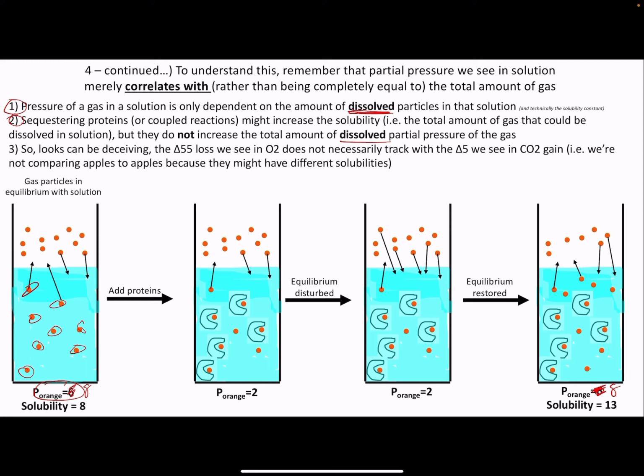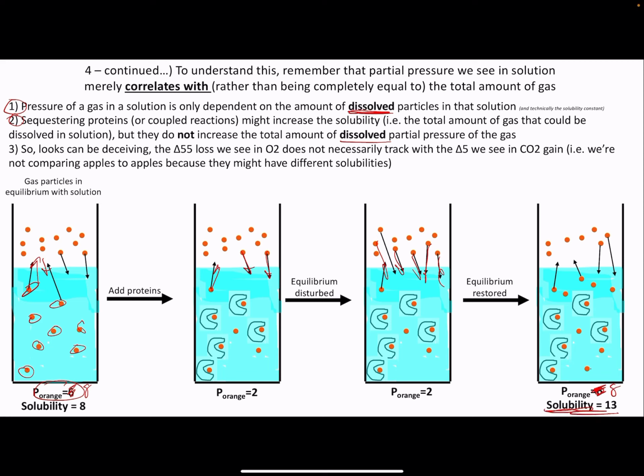Okay, well, what happens if I put a bunch of sequestering proteins in here that bind to these things? This throws off the equilibrium. We had an equilibrium where every one that leaves accounts for one that enters. But now we have a bunch of sequestering proteins, so I have less particles that can leave, which means more will come in than will leave. So over time, we're just going to note that we have an increased solubility.